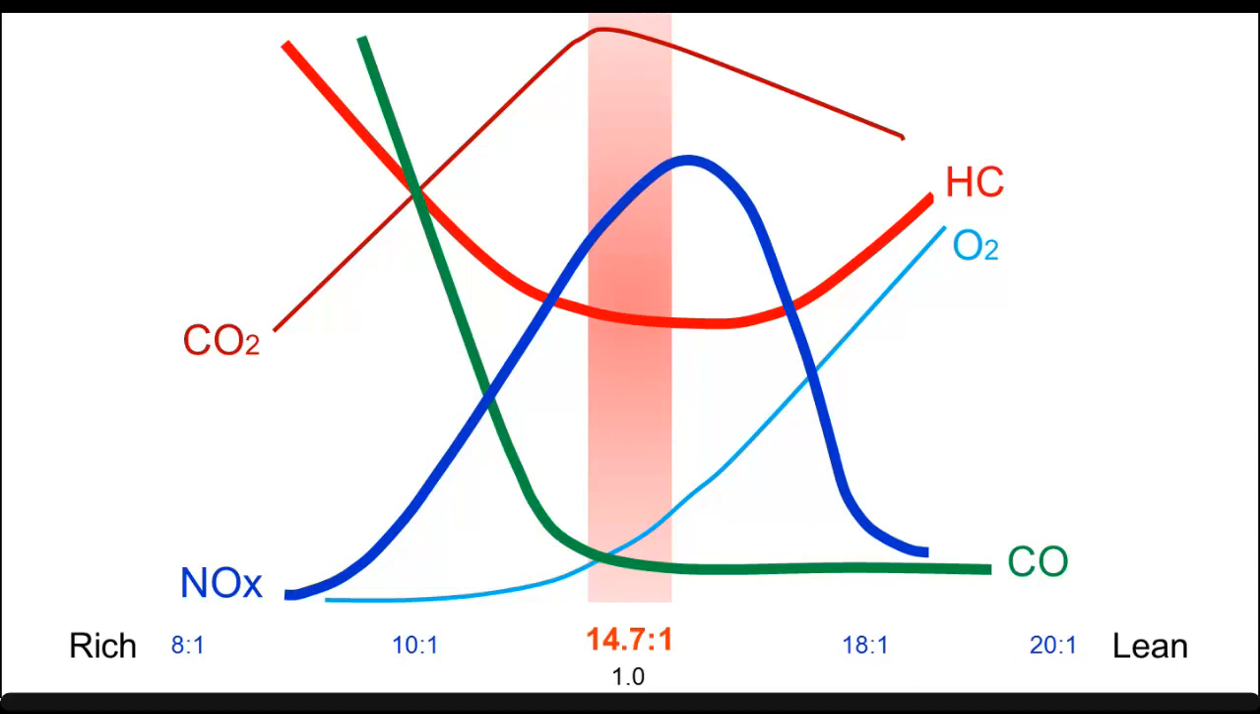Lambda could be thought of as the oxygen in the mixture. Numbers less than 1 indicate less oxygen present, richness. Numbers greater than 1 indicate more oxygen present, leanness.